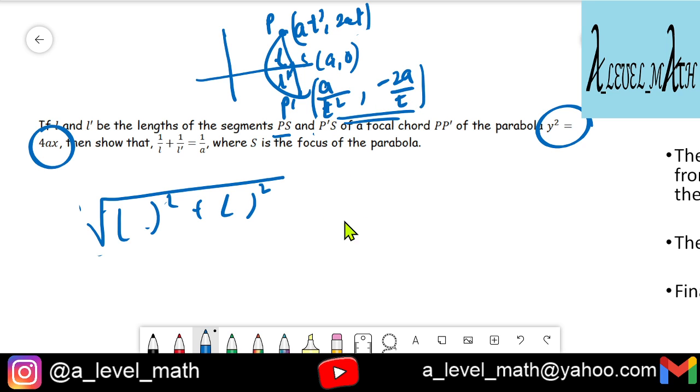So these two points you figure out in the same way, simplify and then just plug in the values of 1 by L and 1 by L dash on the left hand side, simplify and see whether you are getting the right hand side 1 by a or not. I leave it to you as an exercise.